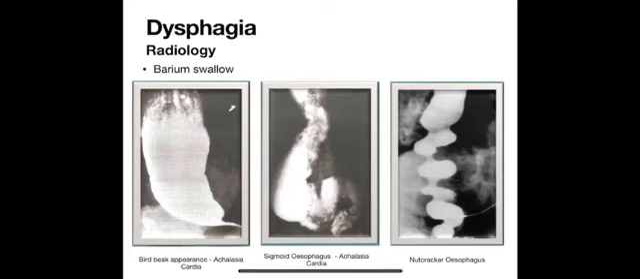Here the first diagram shows a bird beak appearance, which is a pathognomonic sign of achalasia cardia. And the second barium swallow shows a sigmoid esophagus, which is usually seen in a patient with long-standing achalasia cardia. The third picture shows a nutcracker esophagus, wherein you have multiple areas of the esophagus contracting at the same time.